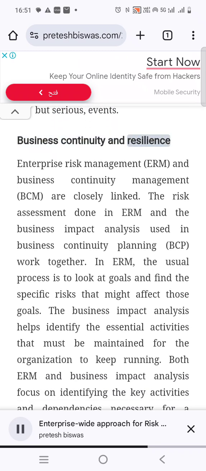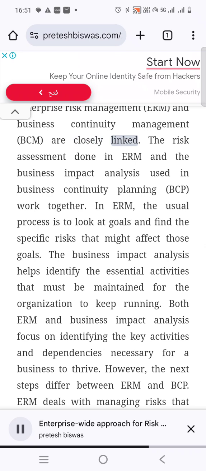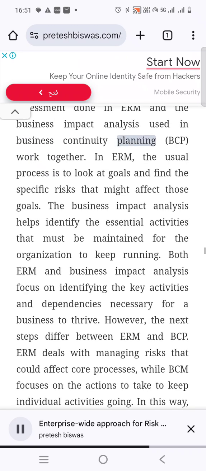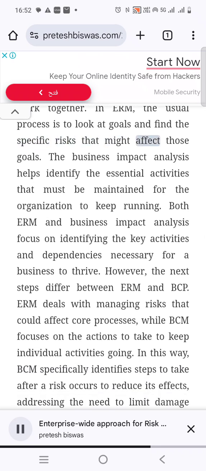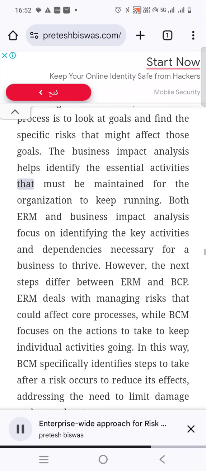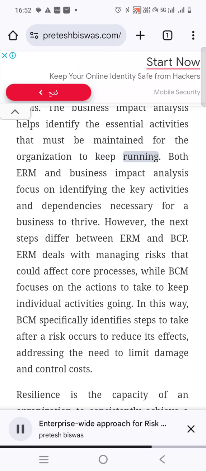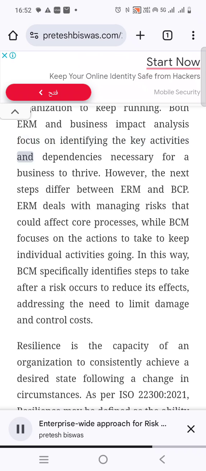Business continuity and resilience. Enterprise risk management, and business continuity management, BCM, are closely linked. The risk assessment done in enterprise risk management and the business impact analysis used in business continuity planning, BCP, work together. In risk management, the usual process is to look at goals and find the specific risks that might affect those goals. The business impact analysis helps identify the essential activities that must be maintained for the organization to keep running. Both risk management and business impact analysis focus on identifying the key activities and dependencies necessary for a business to thrive.